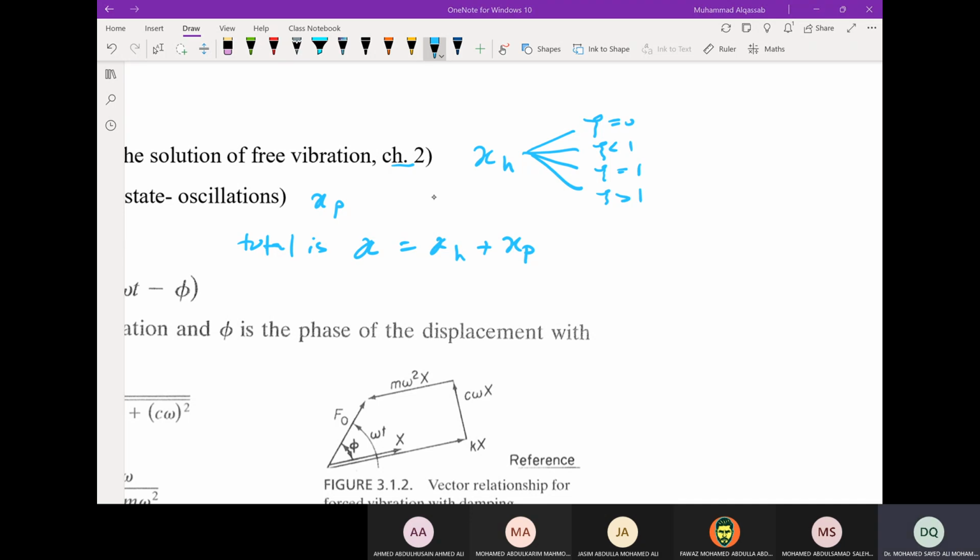Okay, if I go to, let me go to the formula sheet just for a second here. Let me just make screen sharing.